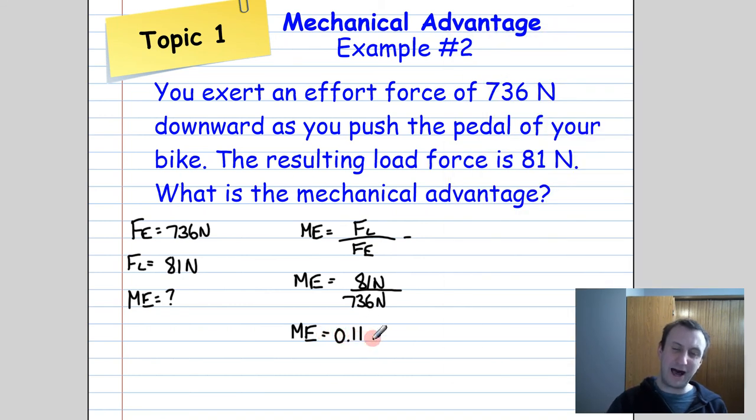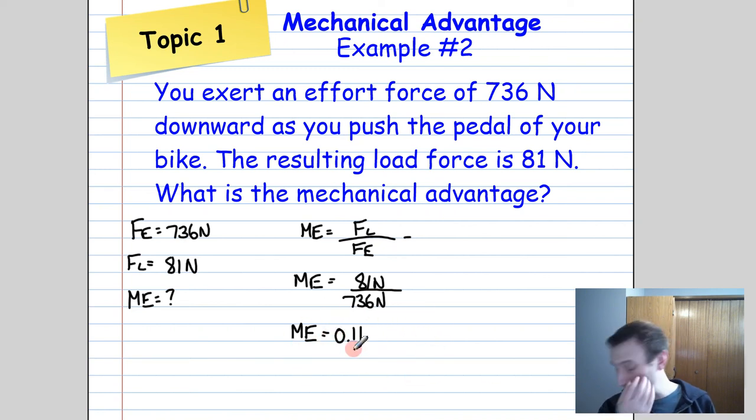So that means I am actually exerting more force on the pedal than it does on the actual bike itself. So you push the pedal and then the load force is 81 newtons. So why does this happen? Well, because this is giving me a speed advantage. So I'm getting a speed advantage from this bike. As a result, I put in more force, but then it moves way more. So a mechanical advantage below 1 represents something that's giving me a speed advantage, not a force advantage.